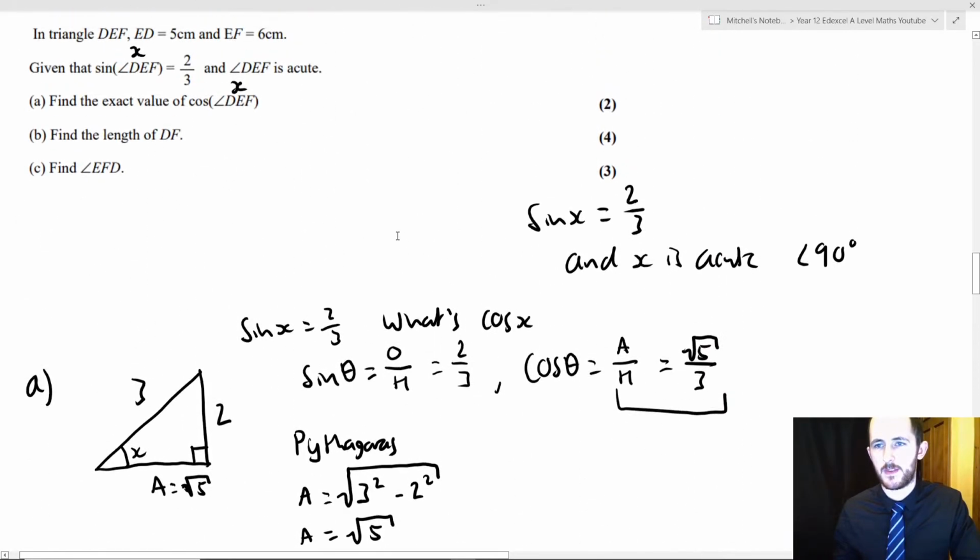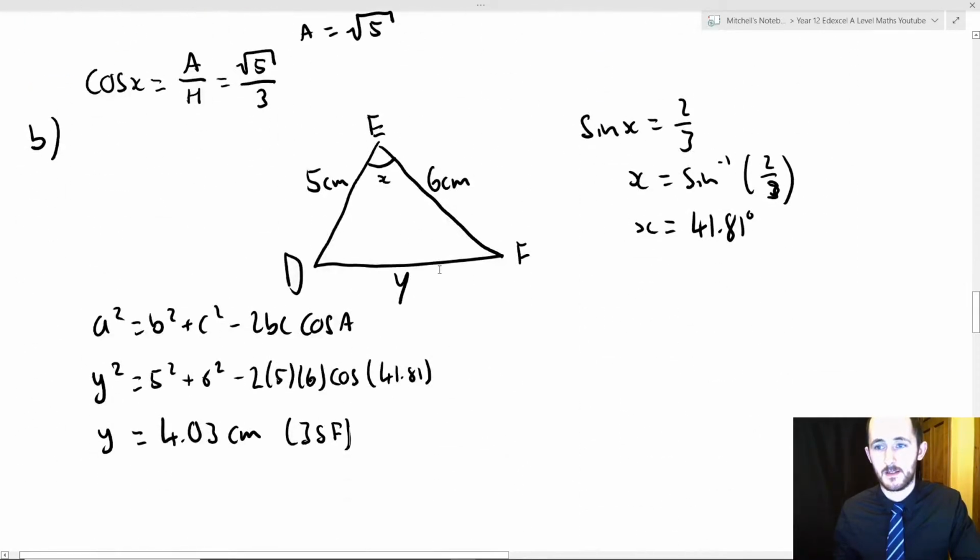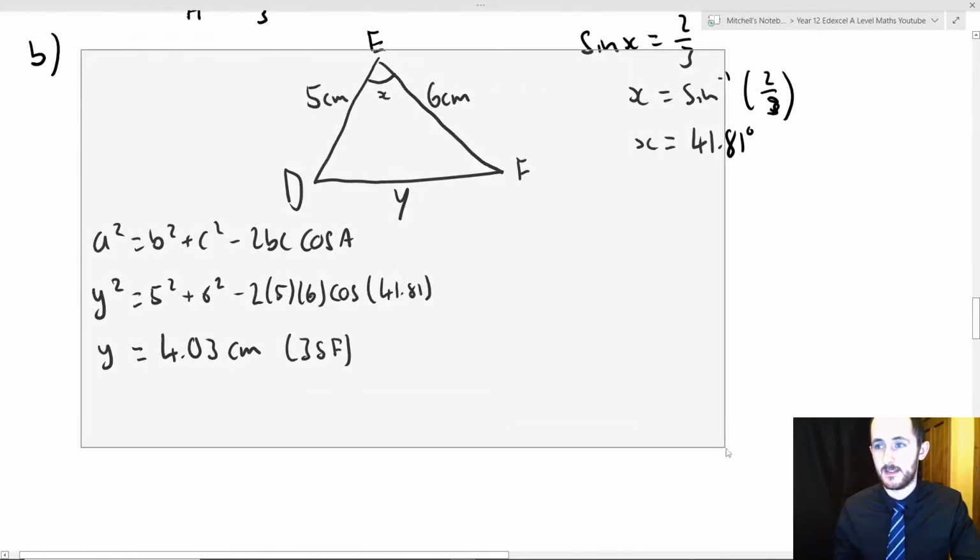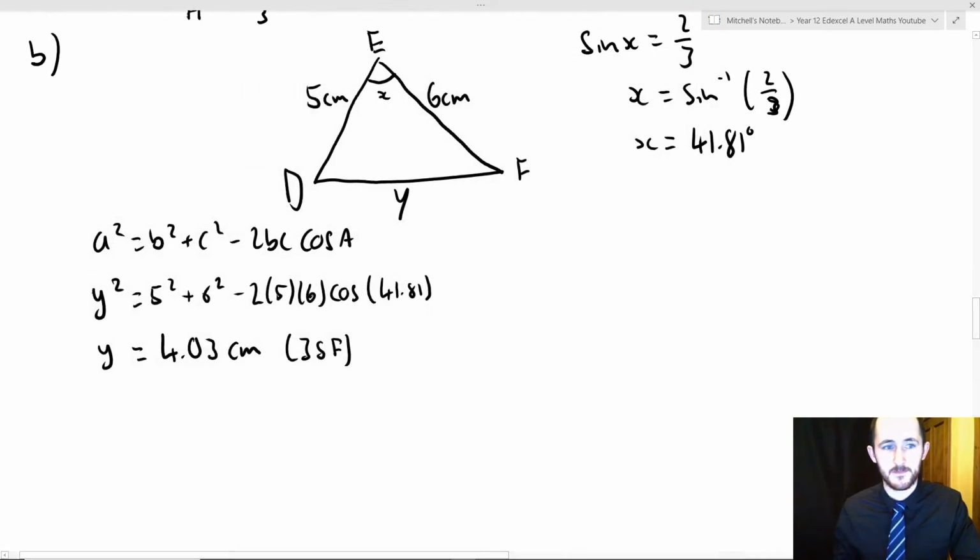So again, that was another 4 marks. 4 marks just for that. It's not too bad. Most of your papers are probably out of 80 marks, depending on what paper you're doing. So I don't personally find it that tricky.